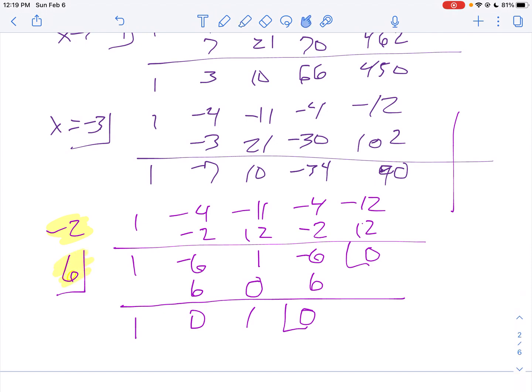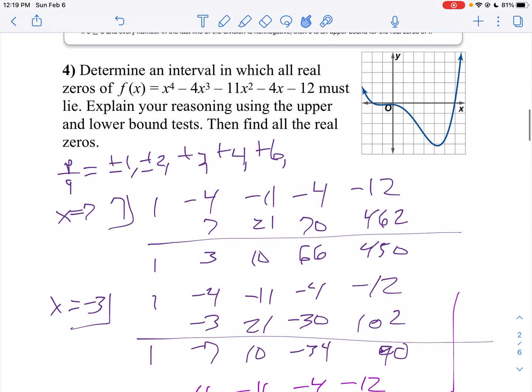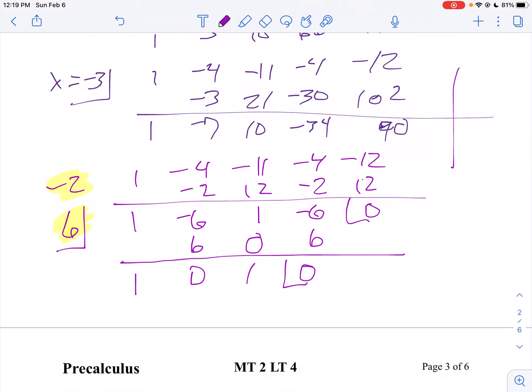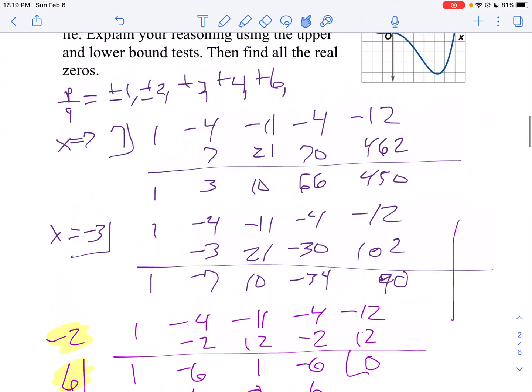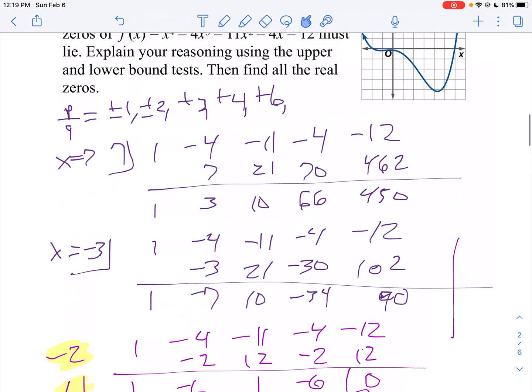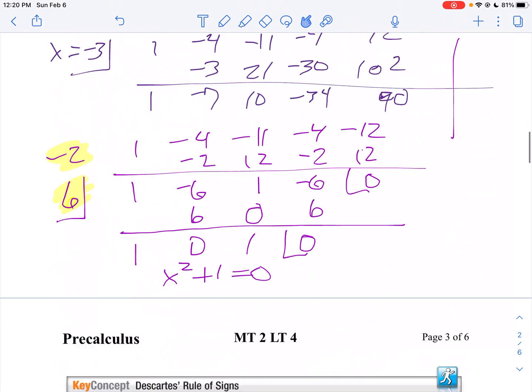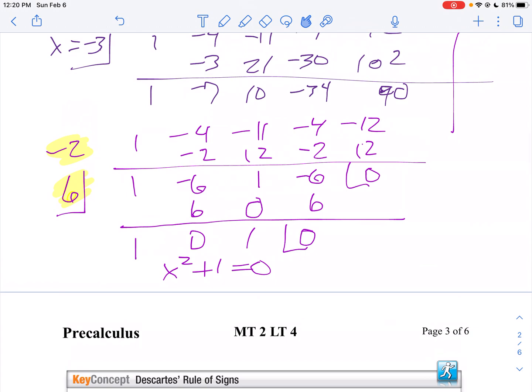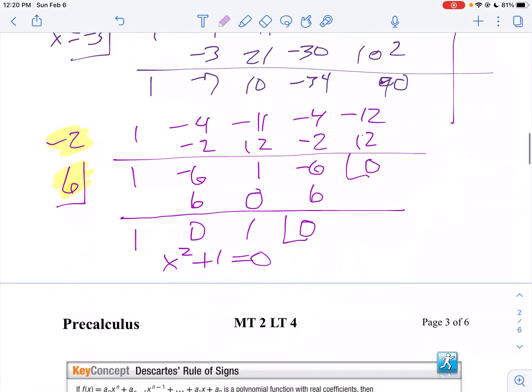And now I'm back to a quadratic. So my other factor would be x squared plus 1, which would give me complex roots, doesn't it? I want to find all the roots. Oh, just find the real zeros. That's all I had to do. So my zeros are x equals negative 2 or x equals 6. Those are your real roots on the number line.